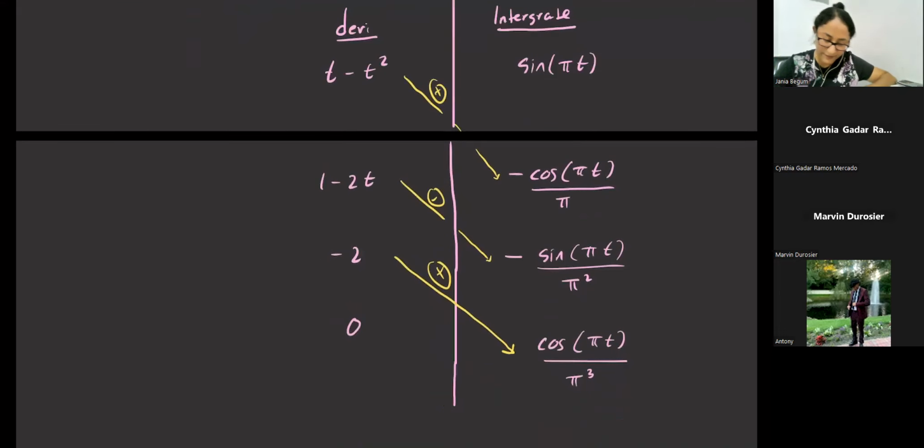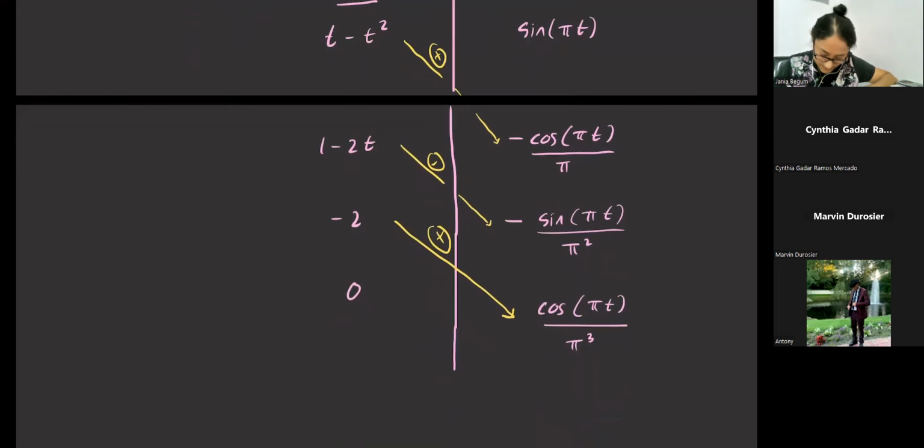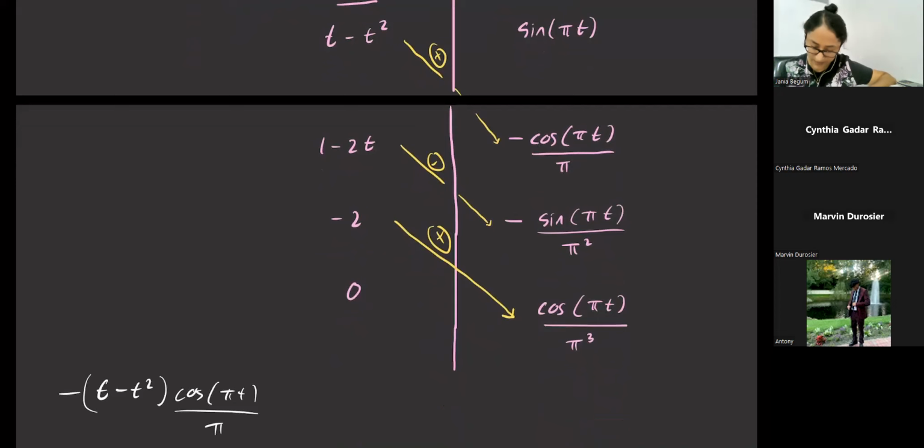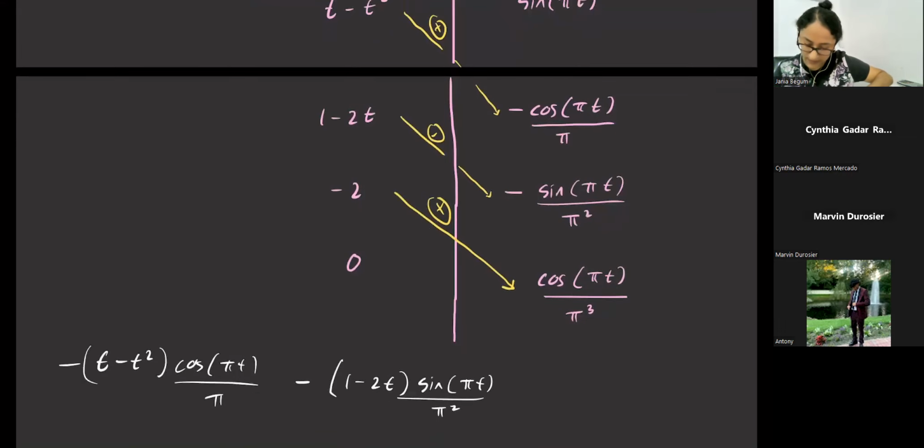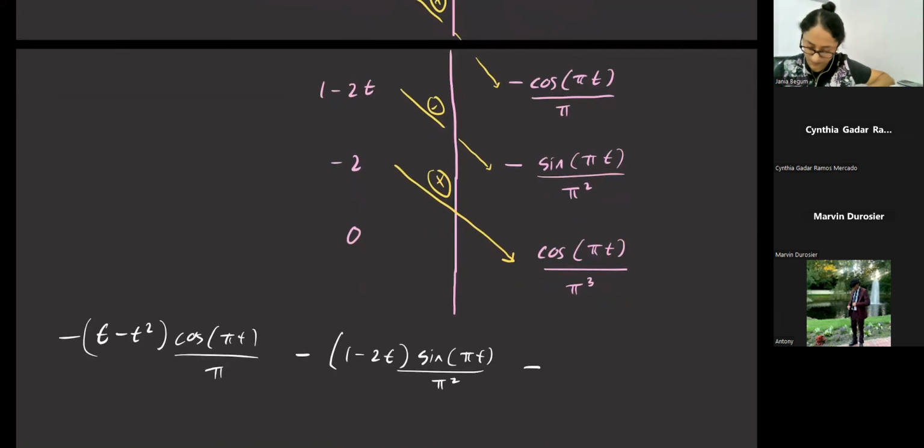So what we're going to have is t minus t squared times negative cosine of pi t over pi. Then the second arrow gives us negative 1 minus 2t times sine pi t over pi squared. And then the last arrow gives us negative times positive, that's negative 2 cosine of pi t over pi cubed. And you're going to evaluate all of these from 0 to 1.